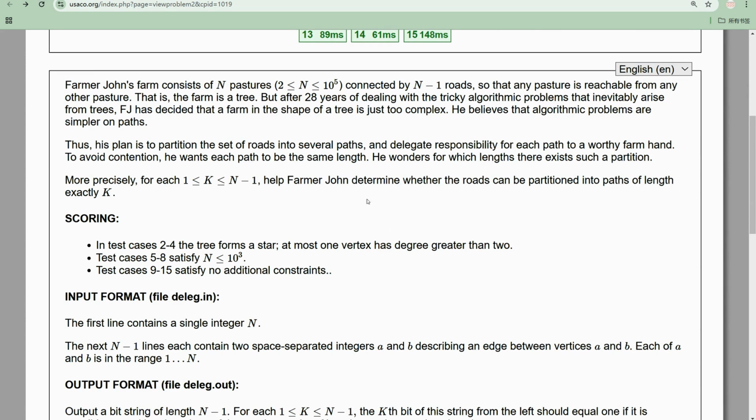So basically, you're given a tree consisting of n nodes, where n is at most 10^5. Now you're trying to break this tree into a few paths, and each path has to have a length of exactly k. You're trying to determine which of these k's are possible for this tree to be divided into. You can pause the video once again and think about it yourself.